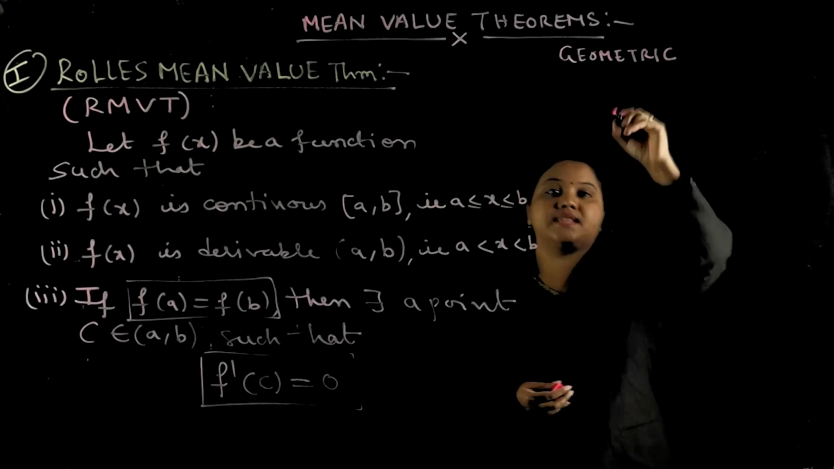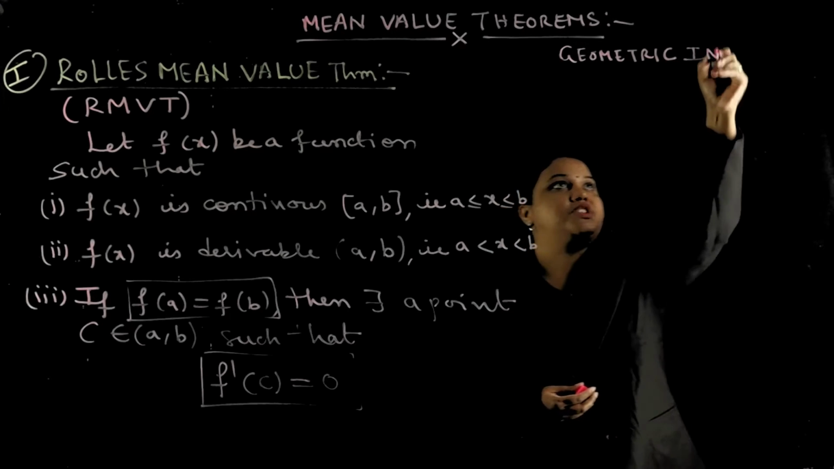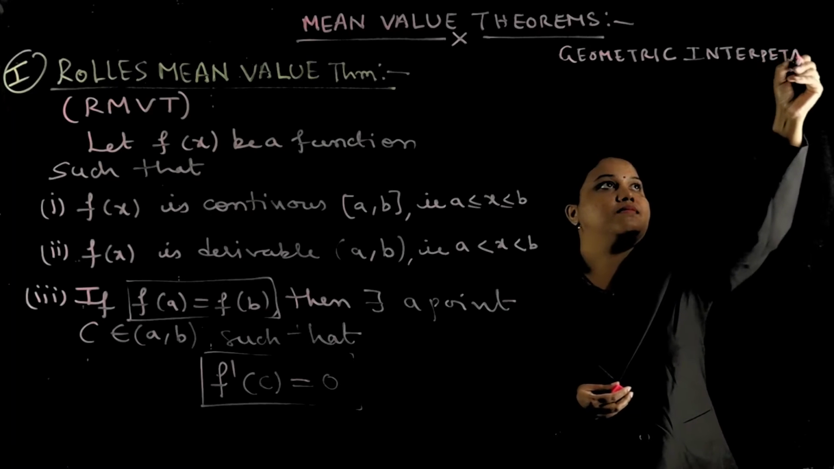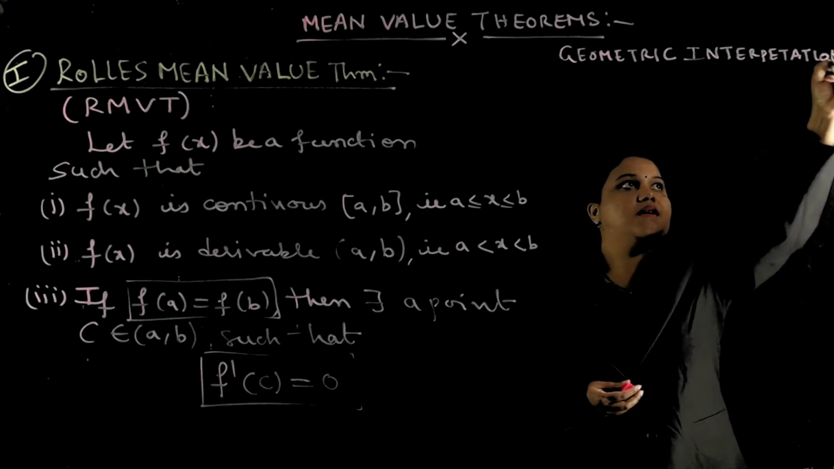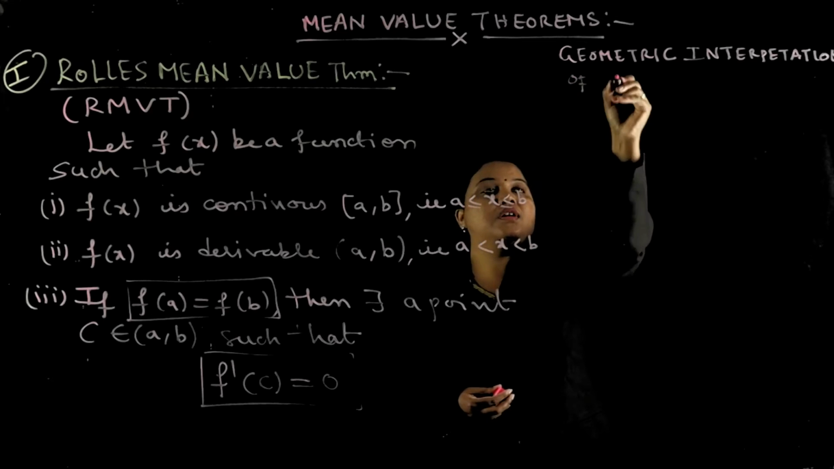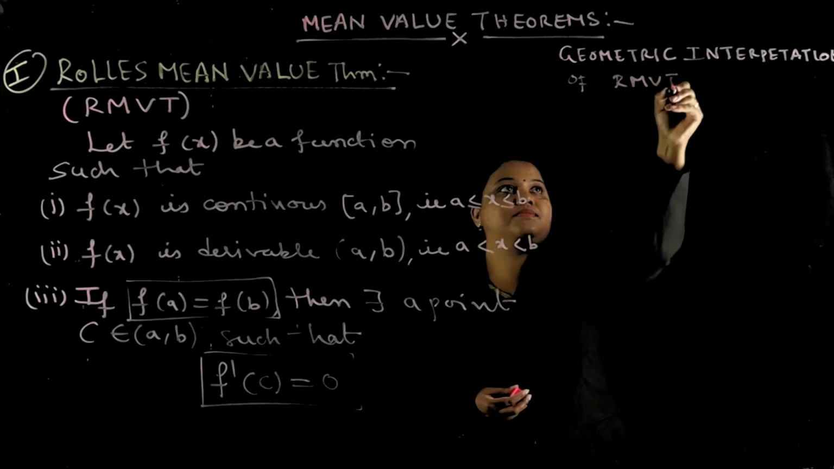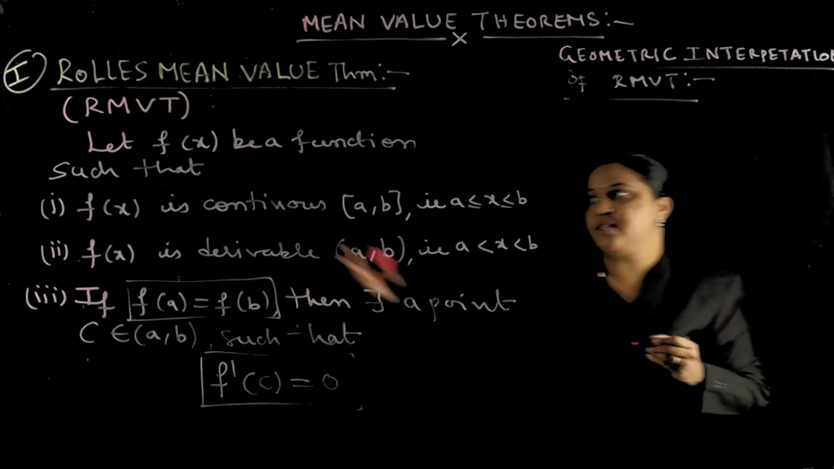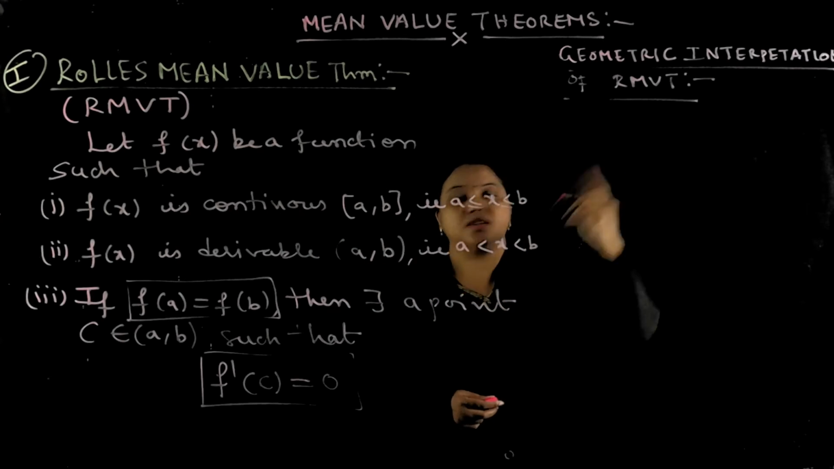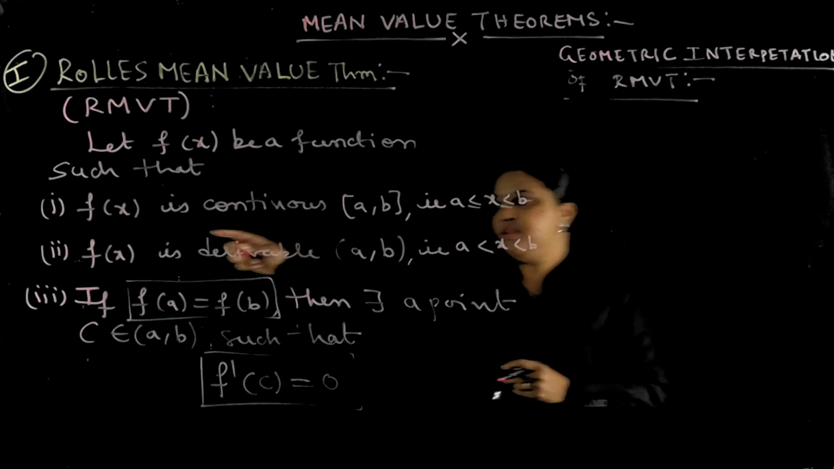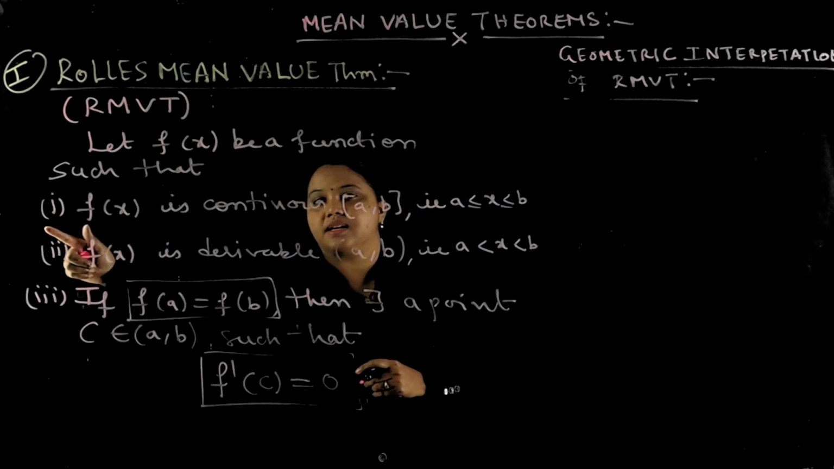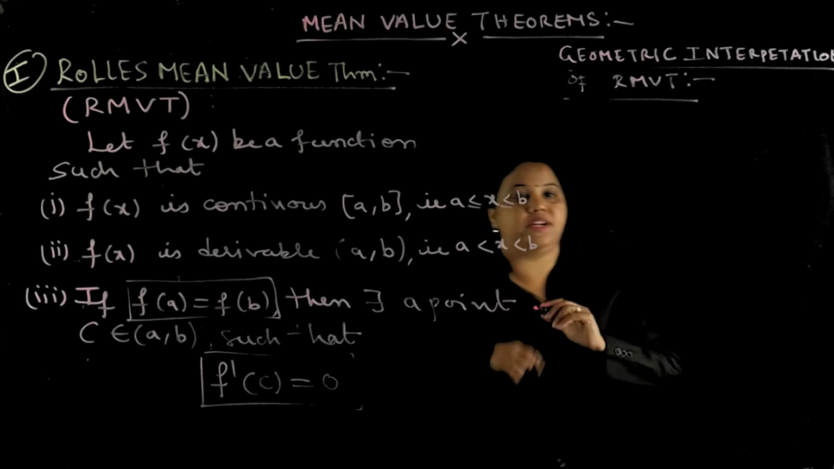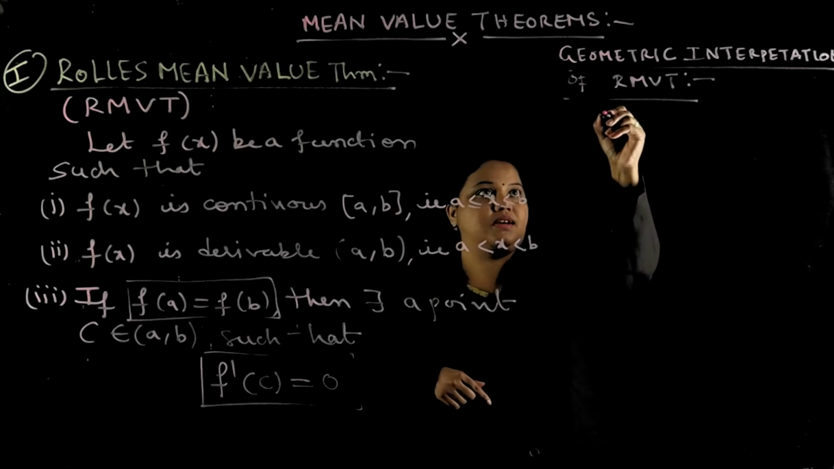So now we see the geometric interpretation of Rolle's mean value theorem. That means we are just given the statements, now understand them mathematically. So this geometric interpretation says that f of x is continuous. That means whatever the curve I am taking, it should definitely be a continuous curve.